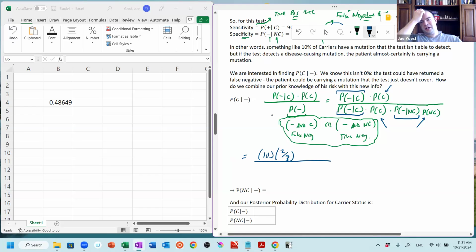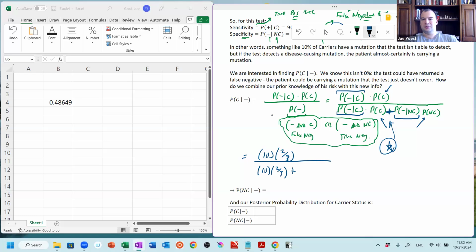Nicely enough, my numerator, whoops, that should be a plus. I put a times there for some reason. Make sure to correct that to a plus. Nicely enough, my numerator is always going to be one of the terms of the denominator. In this case, my numerator term, probability of negative given carrier times probability of carrier, is the same as the first denominator term. So I just have 10 times 2/3 there as well, plus.